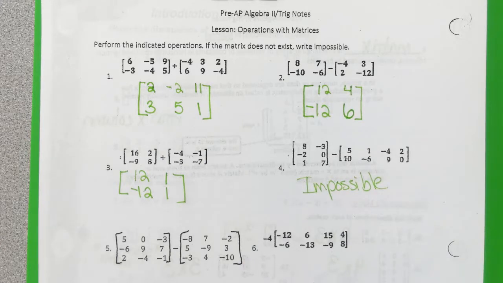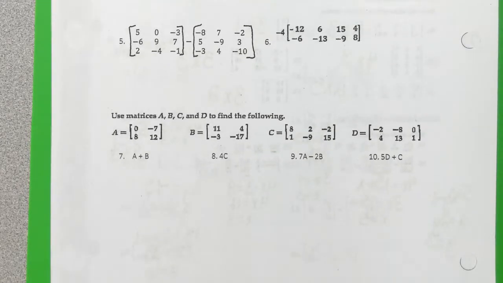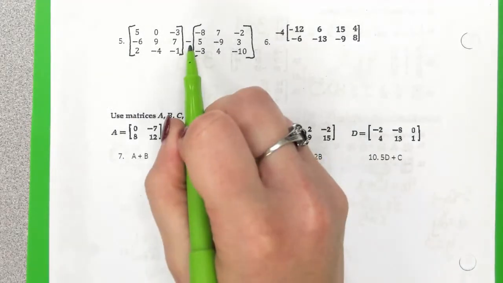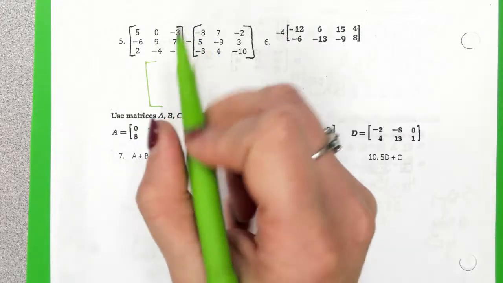Y'all okay? Alright, number 5. Very quickly, because we don't have long. Here we go. What are we doing? We are subtracting. So what's 5 minus negative 8?